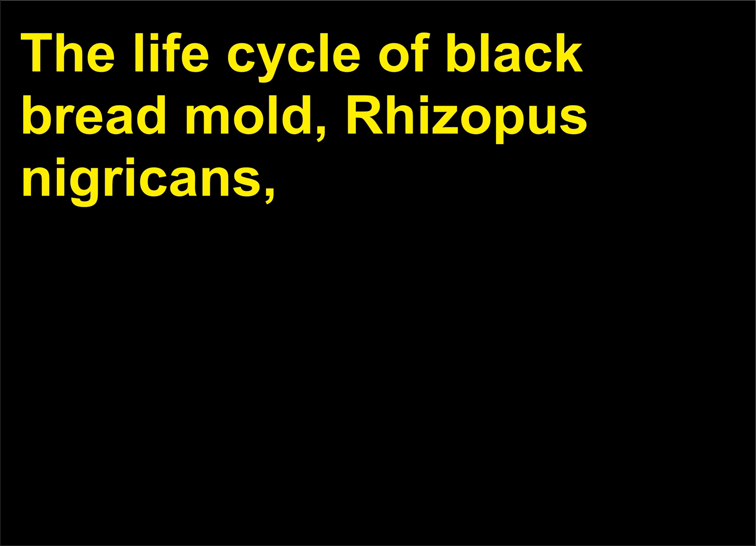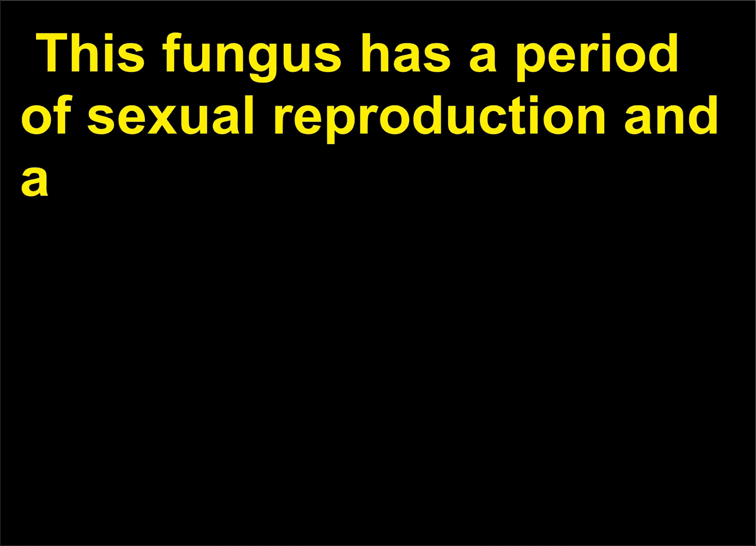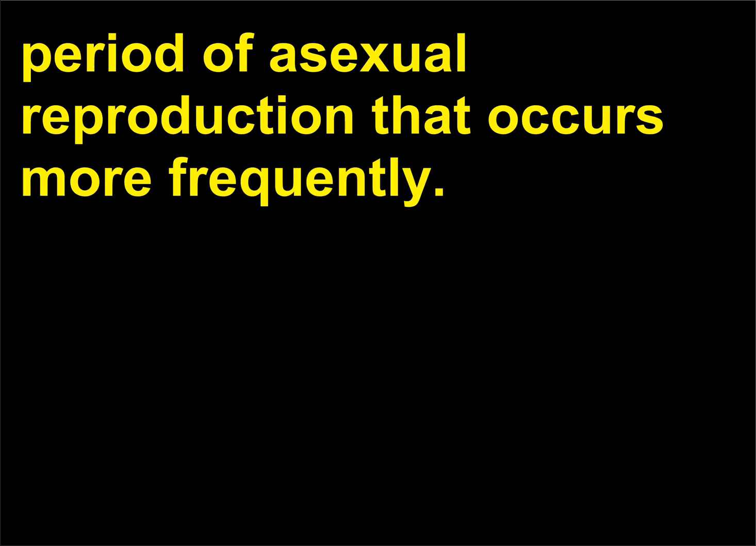The life cycle of black bread mold, Rhizopus nigricans, is characteristic of the members of the phylum Zygomycota. This fungus has a period of sexual reproduction and a period of asexual reproduction that occurs more frequently.